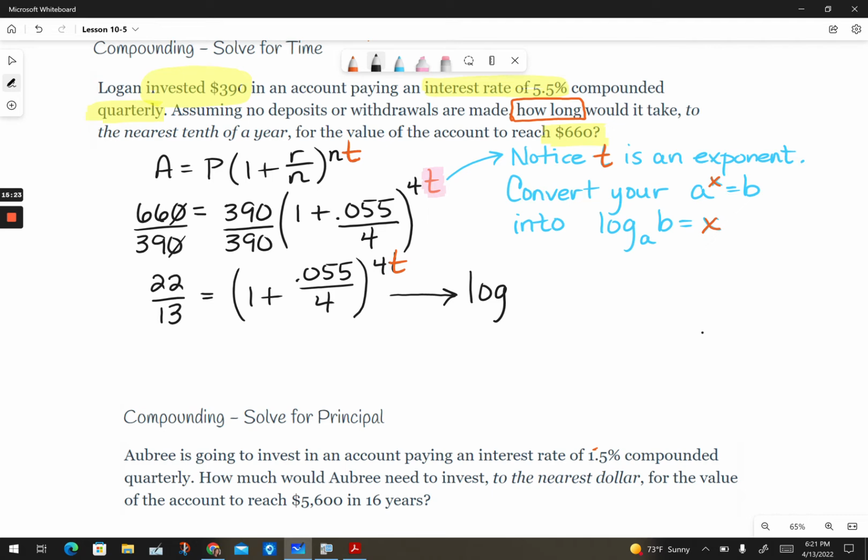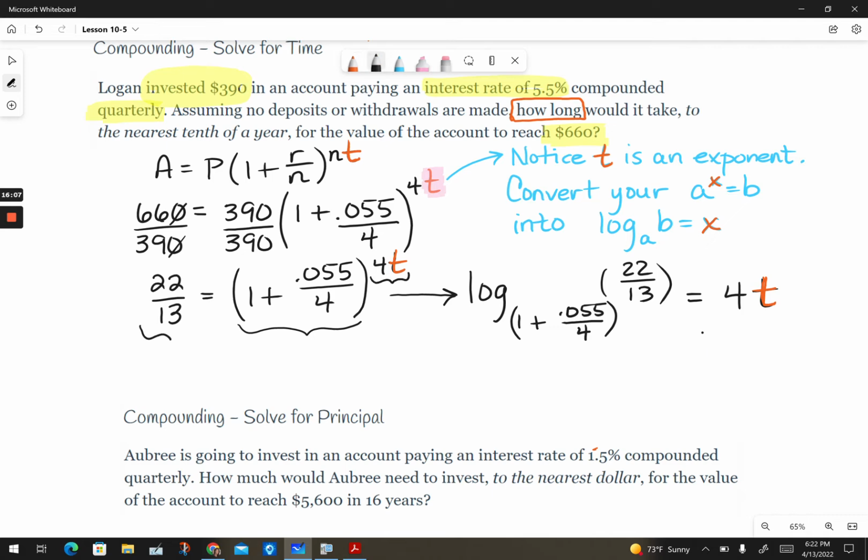0.055 over 4. And then my b, I'm going to put parentheses here so you know it goes together. My b is going to be 22 over 13, equals my exponent, which is 4t. So all I did was rewrite it in logarithmic form. Again, to remind you, this is my a to the x power equals b, and all I did is rewrite it in log form.